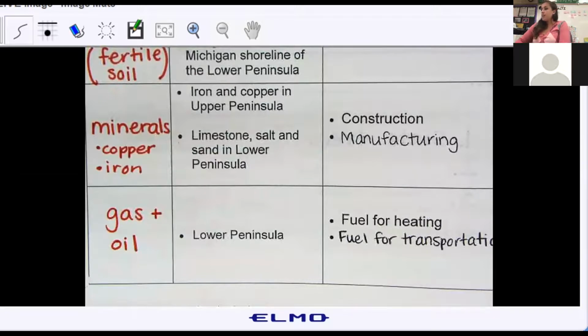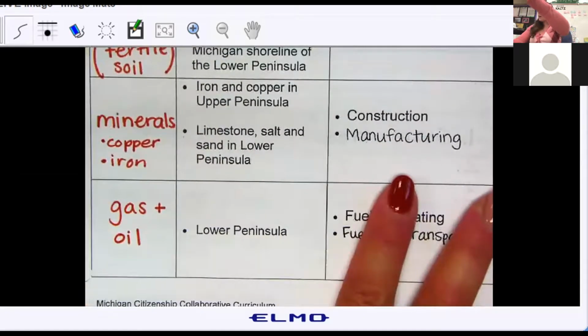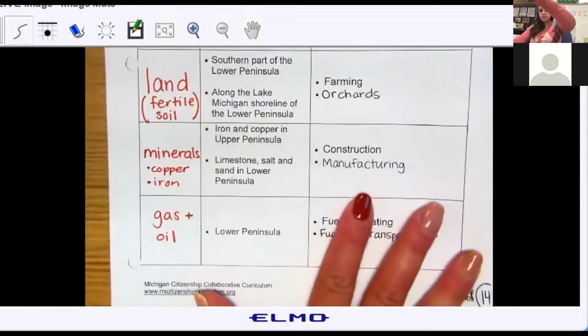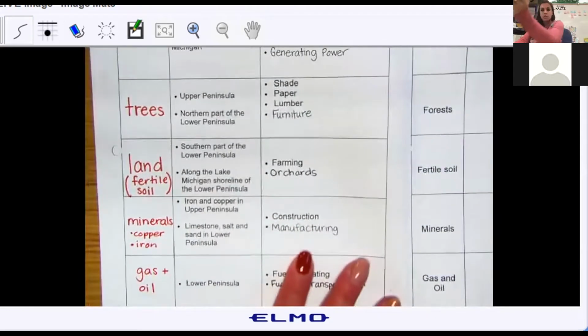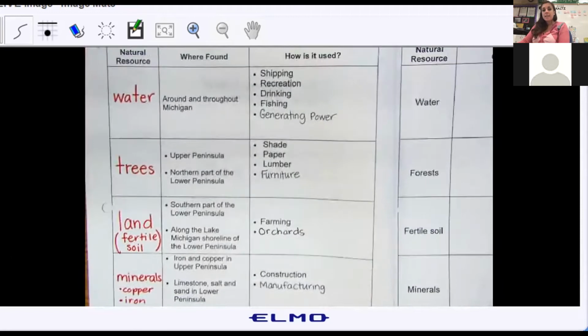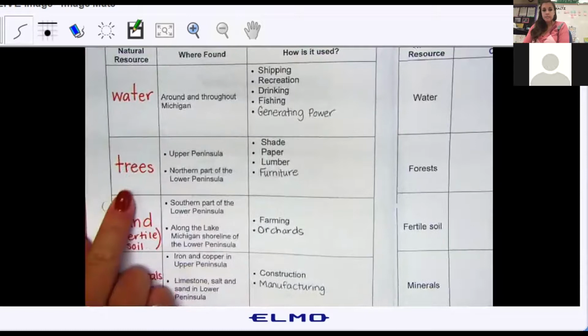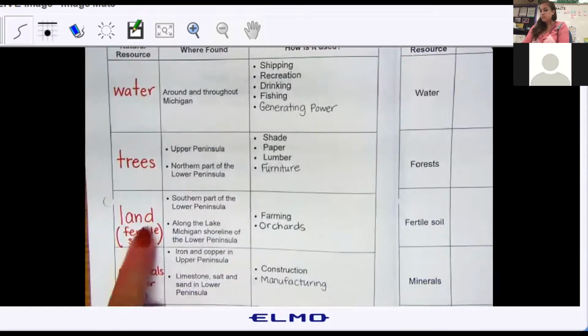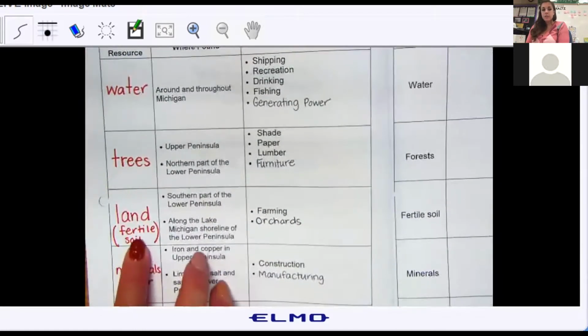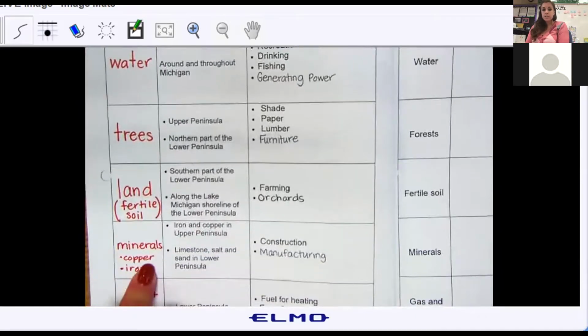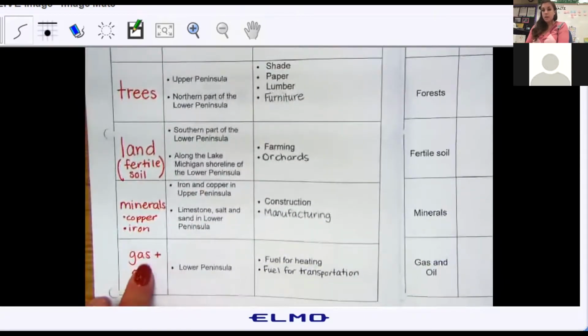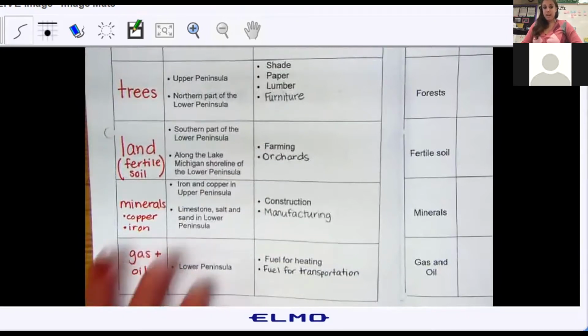So these are the big natural characteristics in Michigan: water, trees or forests, land with fertile soil, minerals like copper and iron, and gas and oil. Not only are they found in nature, but we as humans use them to make our lives better and easier. Without these things, our lives would be very, very hard.